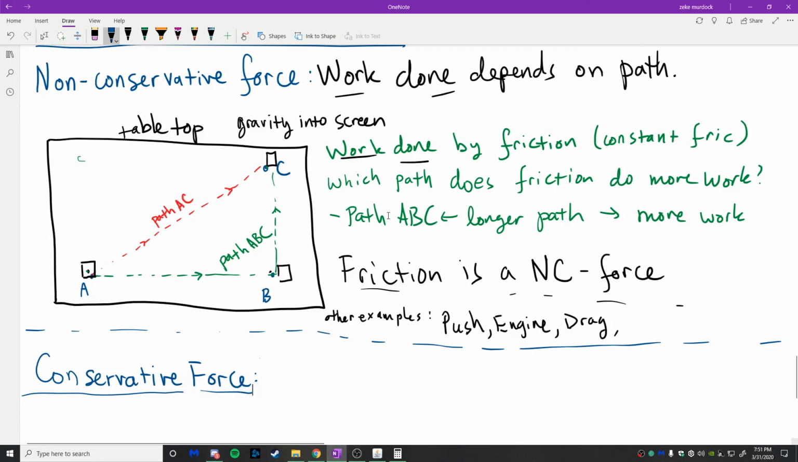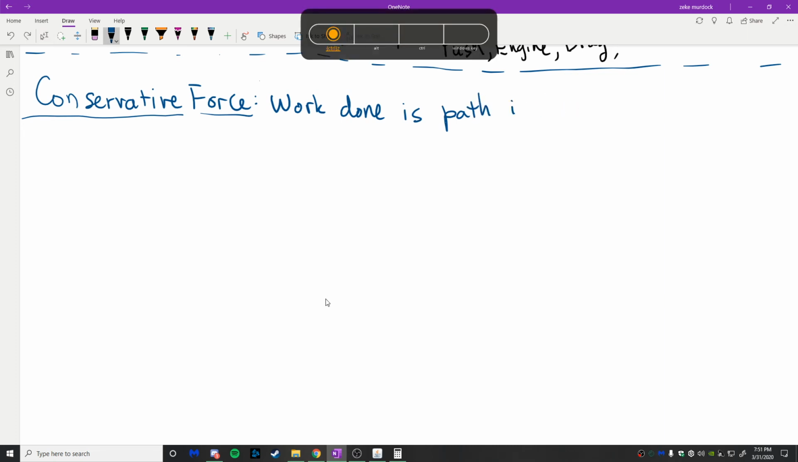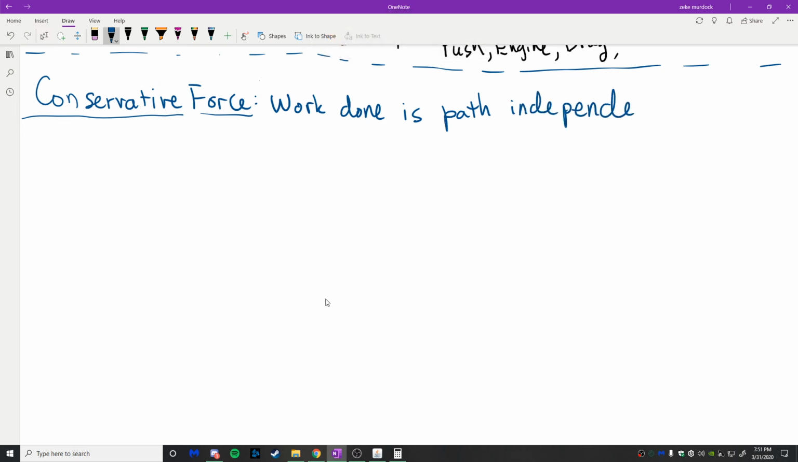So a conservative force is a force where the path does not matter; the work done only depends on the endpoints. So we say the work done is path independent. The work done is path independent. And I'll prove how this works for a couple of these types of forces.